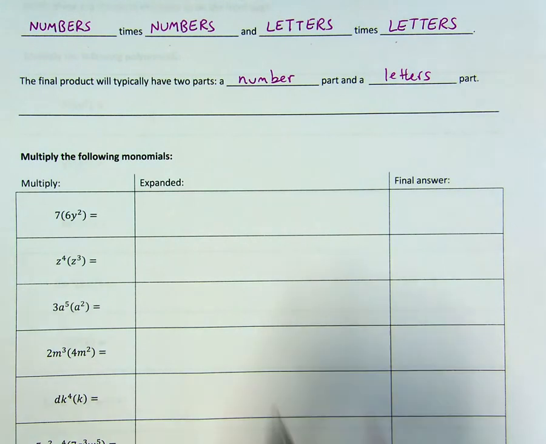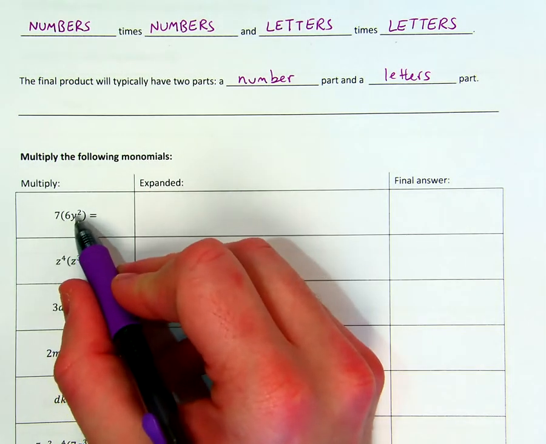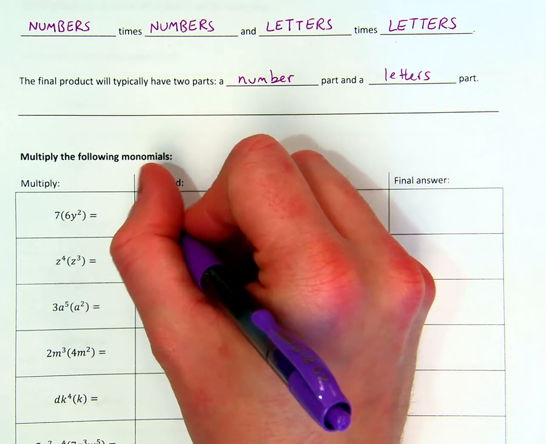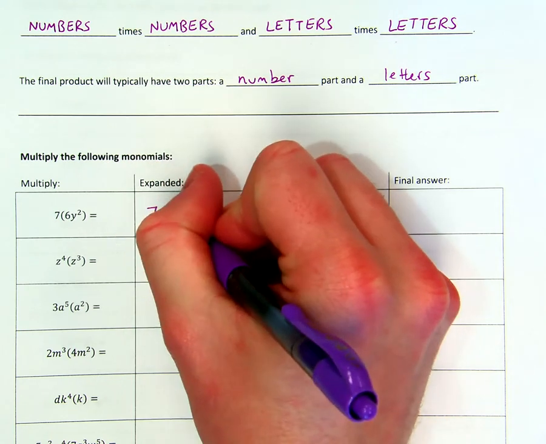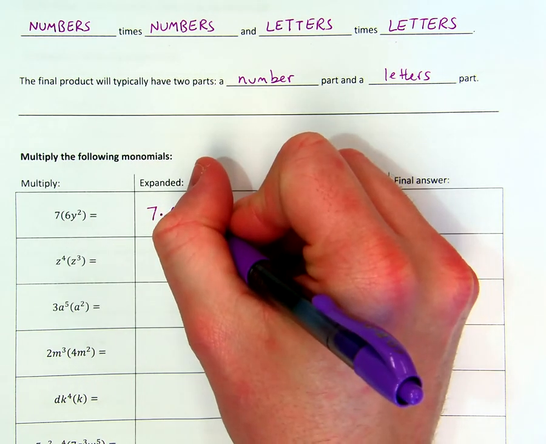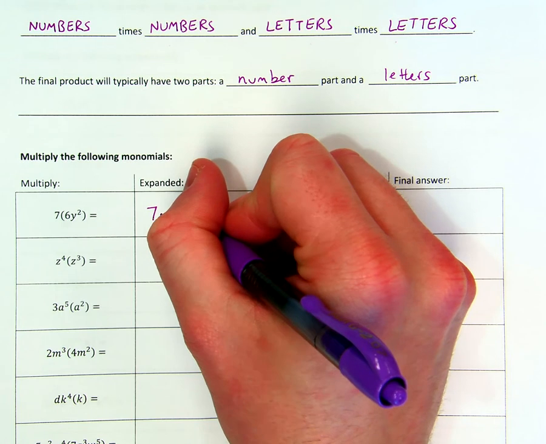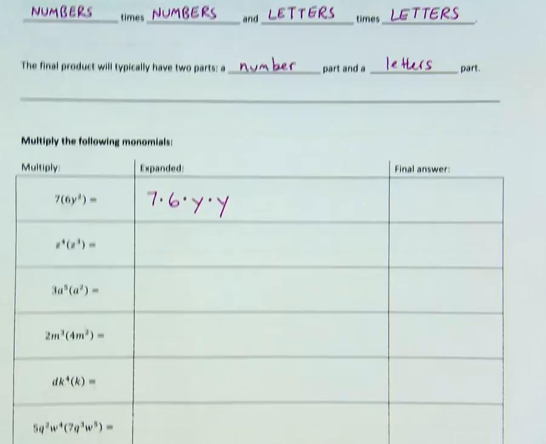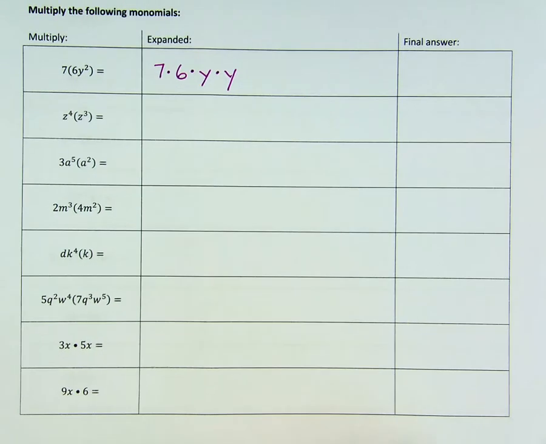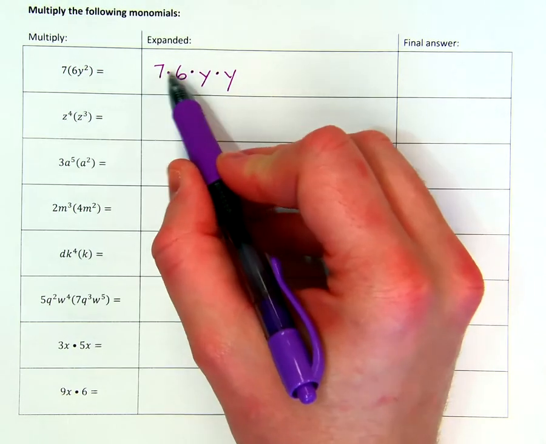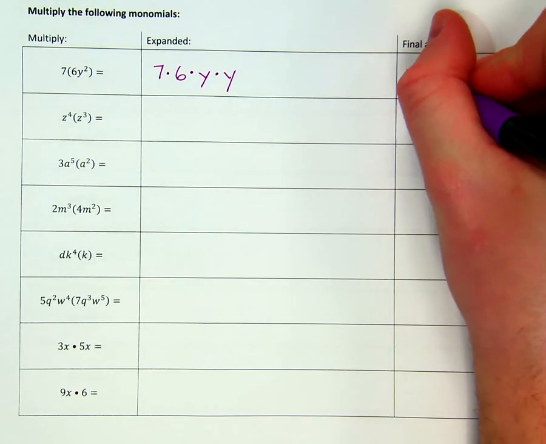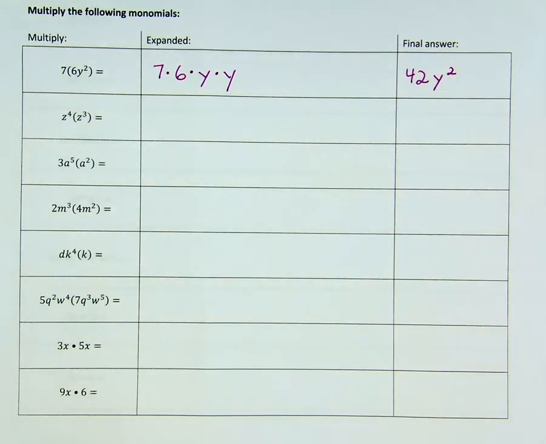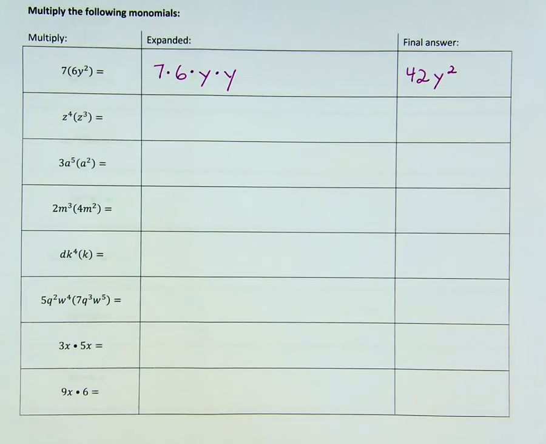In the first example, we have 7 times 6y squared. If we were to expand that out into each individual piece, 7 times 6, and when we expand y squared, that's like saying y times y, so we'll just write two single y's multiplied against each other. Numbers times numbers, 7 times 6 is 42, y times y is y squared. So the final answer, 42y squared.